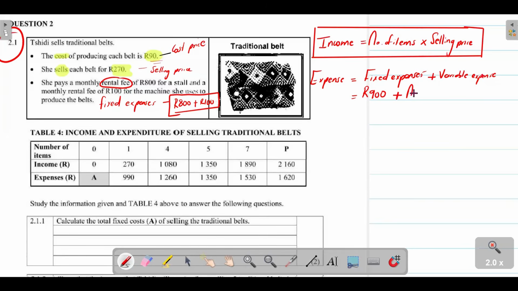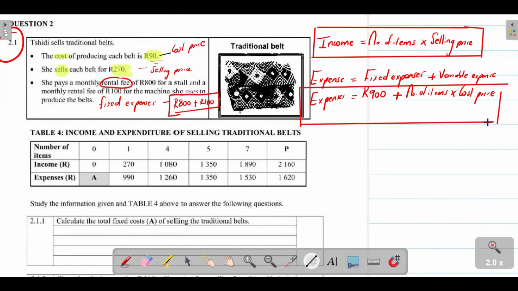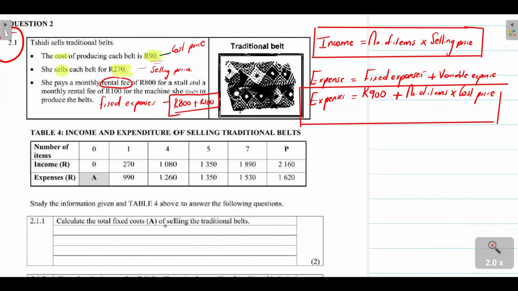I said it's going to be number of items produced multiplied by cost price, right? So we need to be thinking along these lines when we are looking at the information that is given to us there. All right, let's see if we can put this to good use, Tepo.